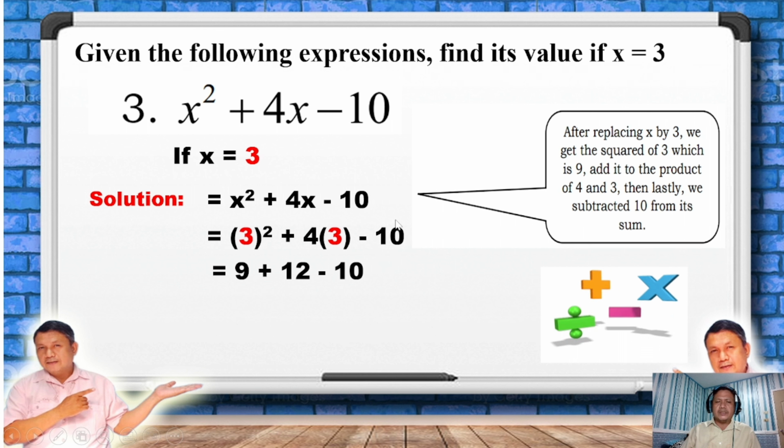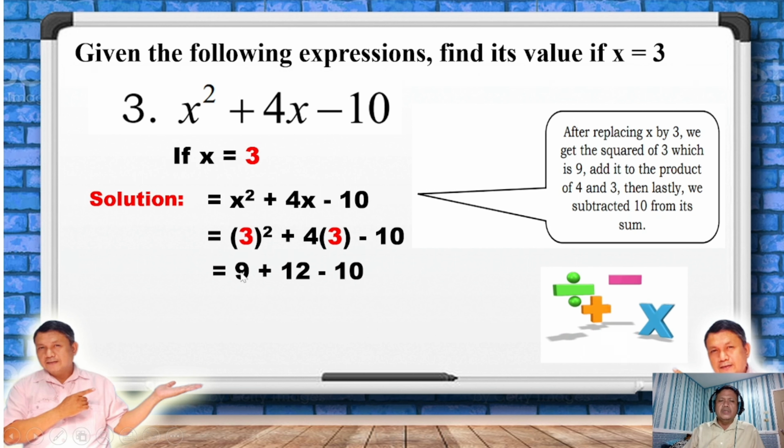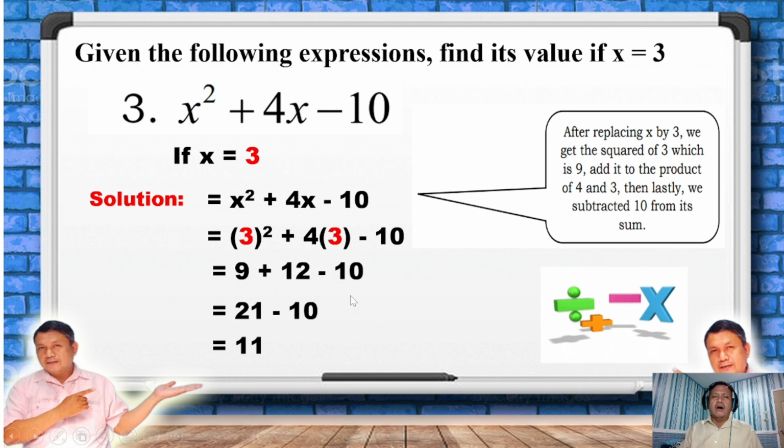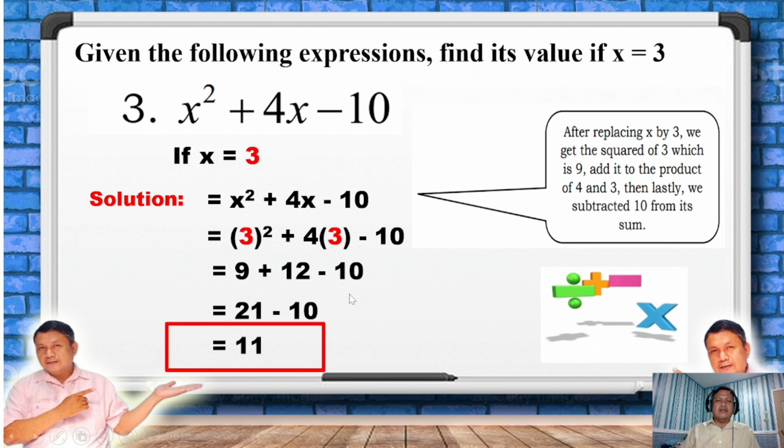Then, copy minus 10. Okay, again, PEMDAS, GEMDAS ulit tayo. Since addition and subtraction na lang po ang natitira, let us do the operation from the left. So, we have 9 plus 12. Okay, so we have 21, then minus 10. And 21 minus 10 is 11. And this is now the final answer for number 3.